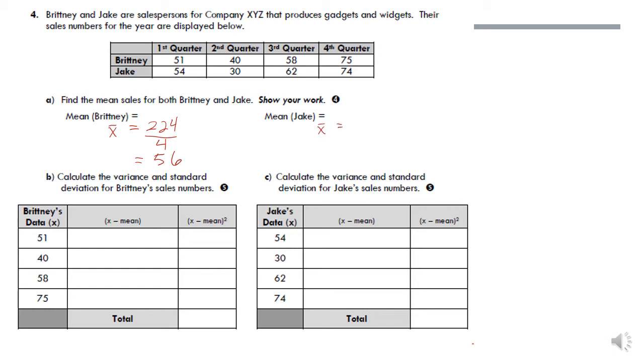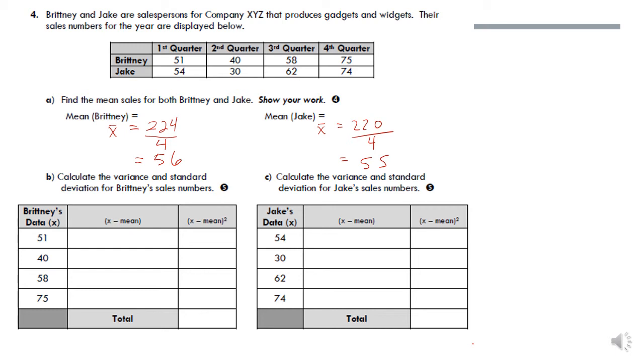Jake, again, his x bar, just like an average. Add up all his numbers, 54 across to 74, 220. He's got 4 numbers, 55. So far their means are very, very similar. Brittany has the higher mean, just by 1 though, so they're pretty close. We now want to calculate their standard deviation.